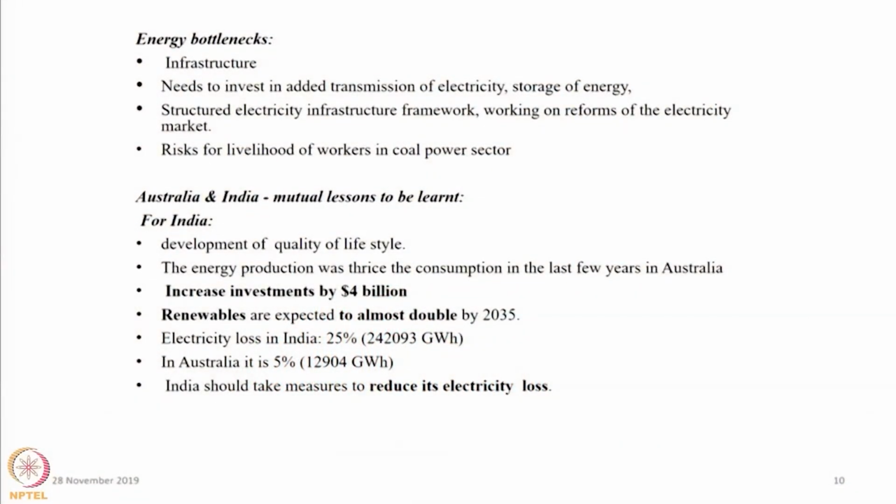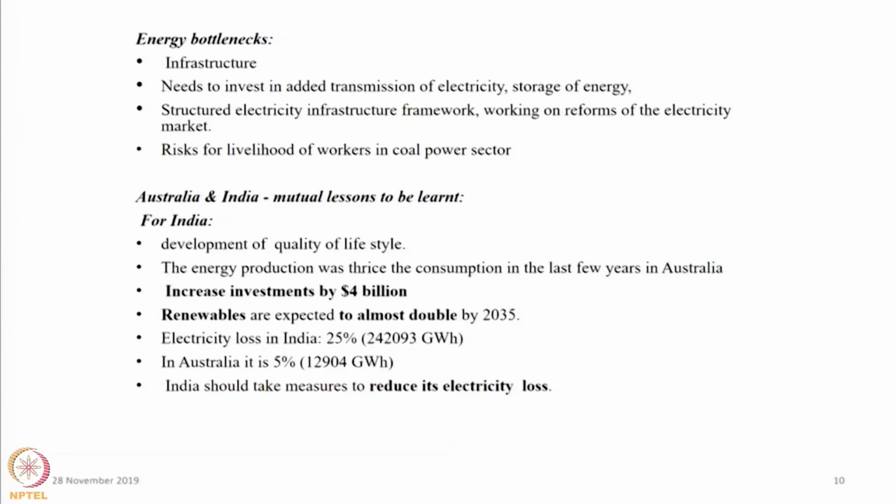The energy bottleneck for Australia is mainly infrastructure. They have to invest more and more money in electricity transmission as well as storage of energy. A structured electricity infrastructure framework is definitely needed, and working on reforms of the electricity market is compulsory for Australia to develop. The main bottleneck is that when CO2 emission is reduced, the coal plants have to be stopped or reduced. At that time the employees of coal plants may lose their jobs, which will spoil their livelihood.